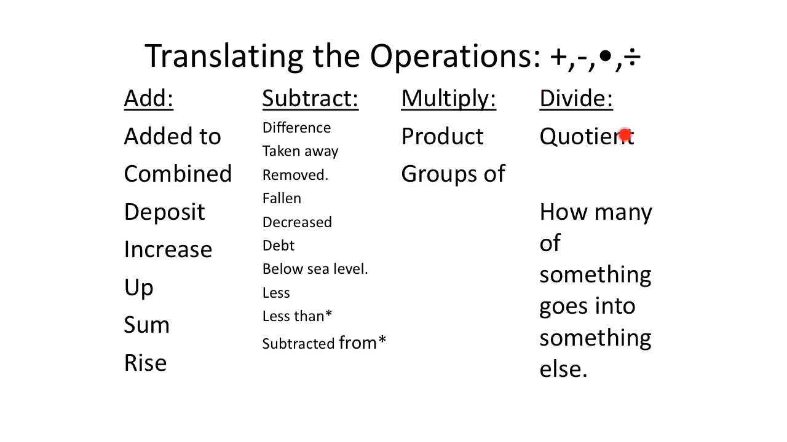A quotient, of course, is just an answer to a division problem. And same with multiply, product, groups of. They say of is one of the key words. I don't know that it is because it kind of works in with division as well.